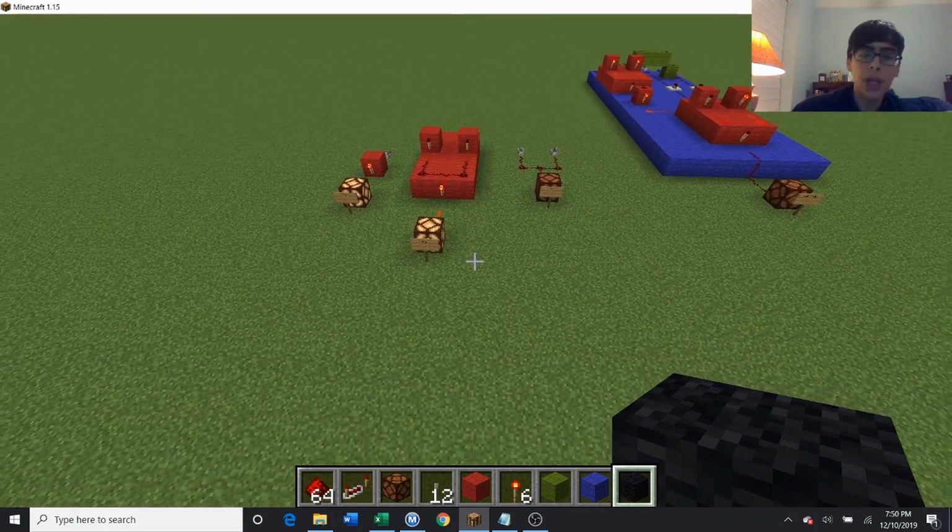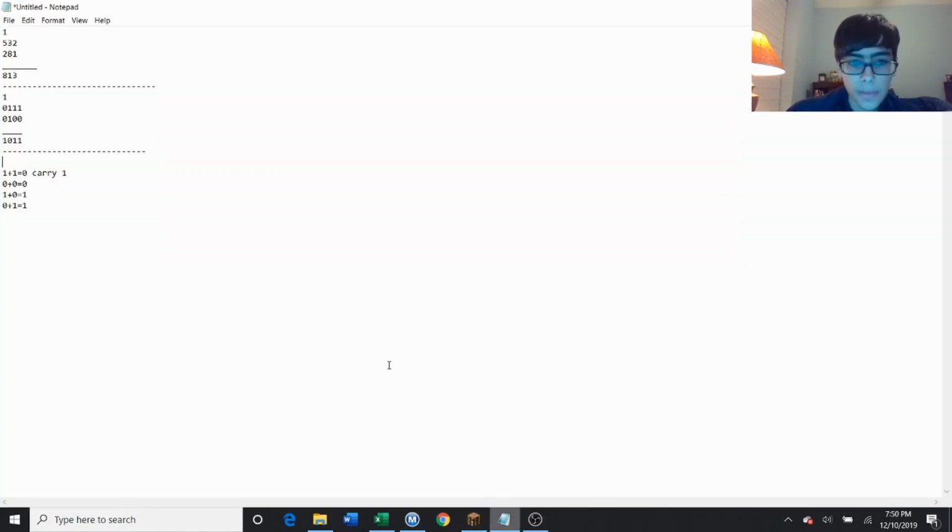Now, how do we apply this to addition? If you're adding 2 bits together, or 2 binary digits, you can either have 1 plus 1, 0 plus 0, 1 plus 0, or 0 plus 1. Now, if you add 1 plus 1, it's 0, carry the 1. And then, if you add 0 plus 0, it's 0 without a carry. And if it's 1 plus 0 or 0 plus 1, it's 1 without a carry.